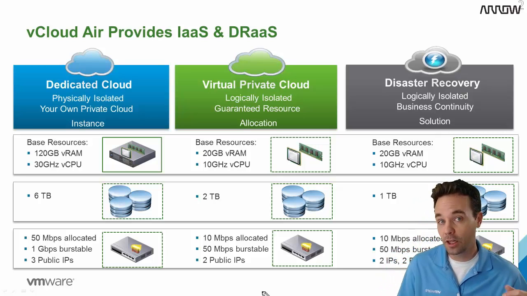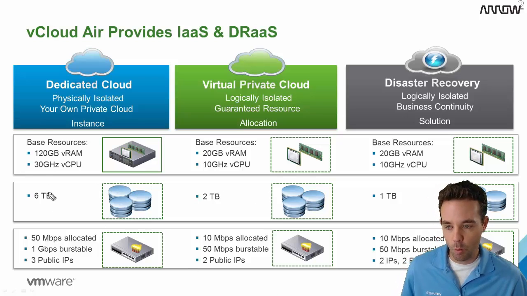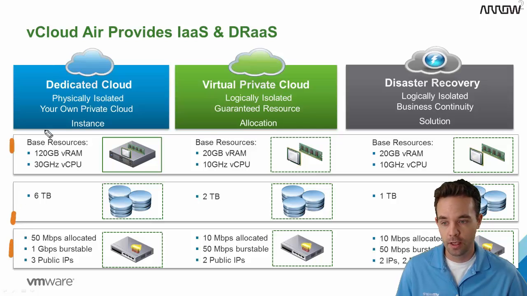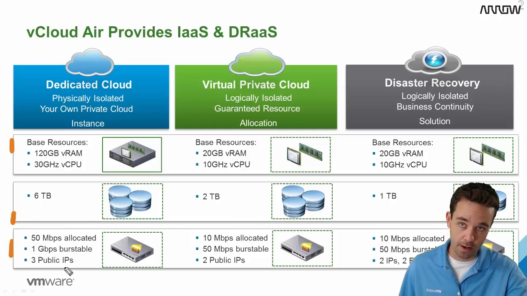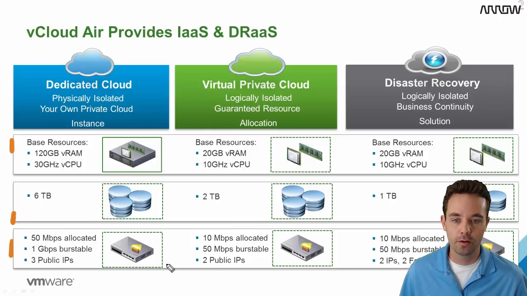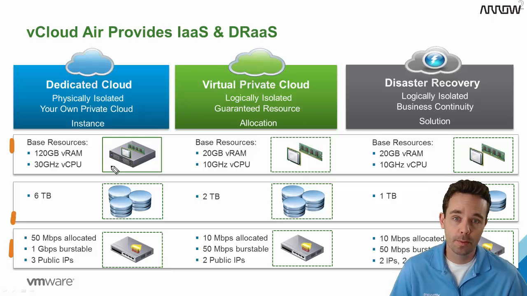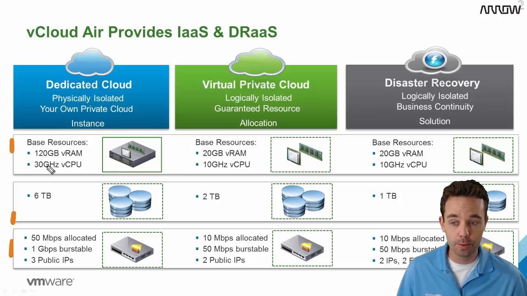If we want to dig in a little bit more about each service component, we can see here fairly simply what the differences are at each of these levels. So we're talking about base compute resources, storage, and then finally at the bottom, the networking components. And we won't get into a lot of these, but when we talked about dedicated cloud, you're getting a dedicated cloud instance, so we're getting a lot more compute, 120 gigabytes of VRAM, 30 gigahertz of vCPU.